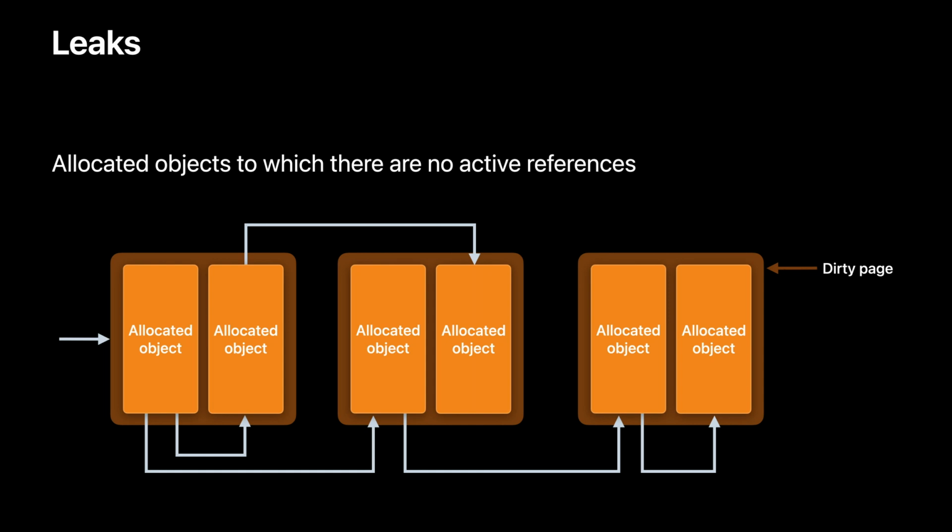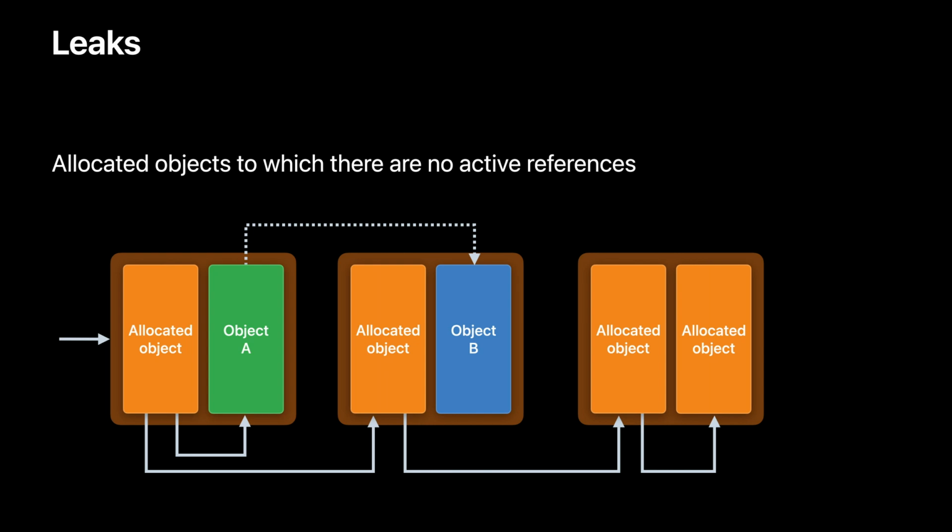A leak occurs when the process allocates an object and loses all references to it without ever deallocating it. Here I have an example object graph where the gray arrows denote references between objects. Notice that every object has at least one reference to it. Notice the dotted line reference from object A to object B.